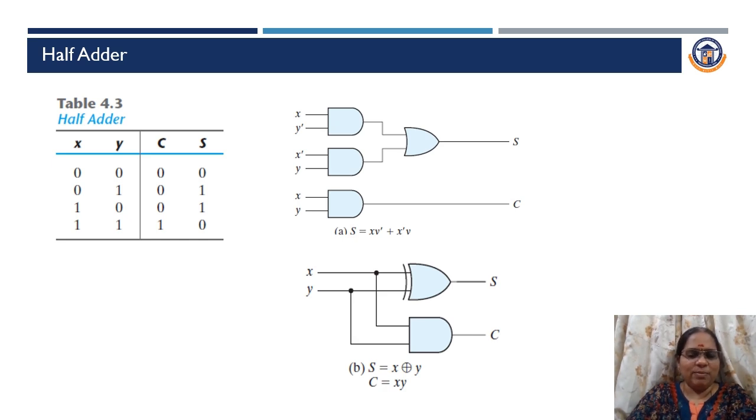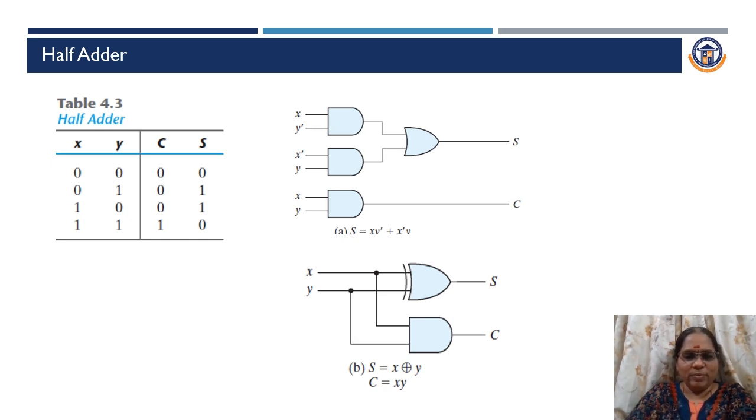There are two ways of implementing the circuit. One is using just AND and OR gates: x y bar plus x bar y is the expression for sum, and carry is x dot y, because only for this combination the carry is 1. This is one way of representation. You can also implement the sum using an XOR gate. Instead of these AND gates and OR gate, you can just replace them by an exclusive OR gate, and then carry will be represented by an AND gate.